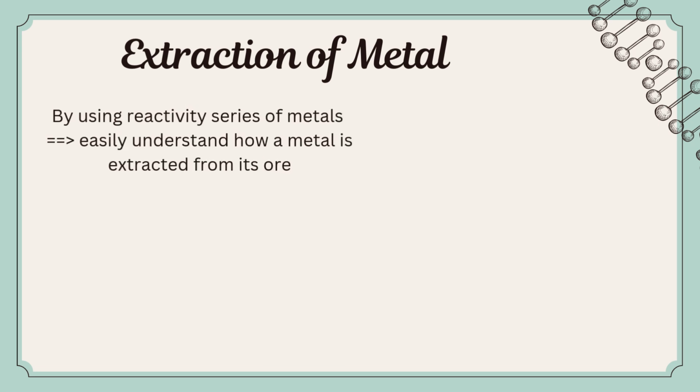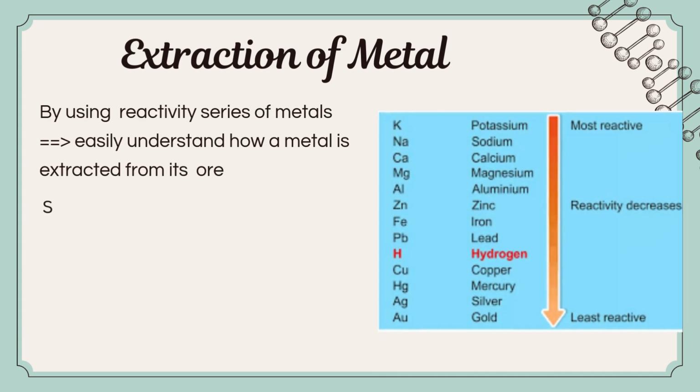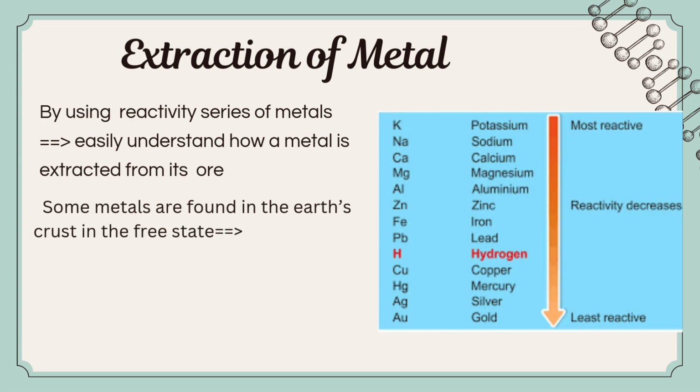The next one is extraction of metal. By using the reactivity series of metals, we can easily understand how a metal is extracted from its ore. This is the reactivity series of metals. From top to bottom, the reactivity of the metals decreases. In the topmost position, potassium and sodium are there. These are the most reactive metals. And at the bottommost level, gold and silver are the least reactive ones.